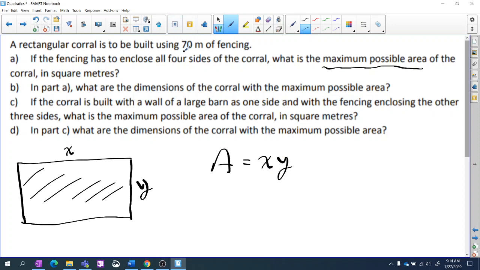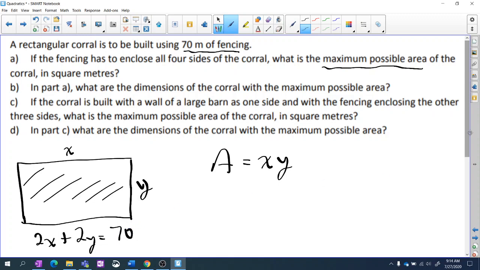Well, let's bring the 70 meters of fencing into play. So if you're going to build a corral like so, and you've got 70 meters of fencing at your disposal, and you want it to have maximum area, that would probably mean you're going to use all of the fencing, which means x plus y plus another x plus another y should add up to 70 meters of fencing. So let's write that out as a math statement: 2 x's plus 2 y's should give you the length of your fence.